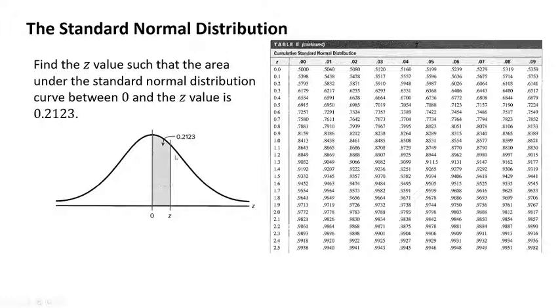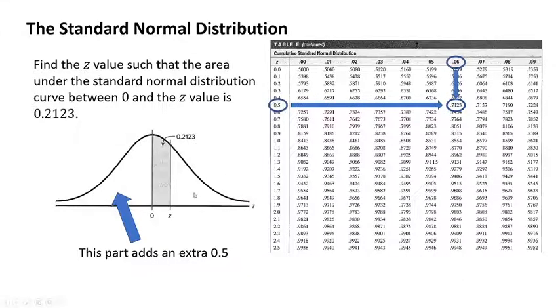So we're going to look for a z-value that has a total area to the left of 0.5 plus 0.2123. That's an extra 0.5 there. So we're actually looking for a location that has an area under the curve of 0.7123. That's right here. So our value for z is actually going to be 0.56.